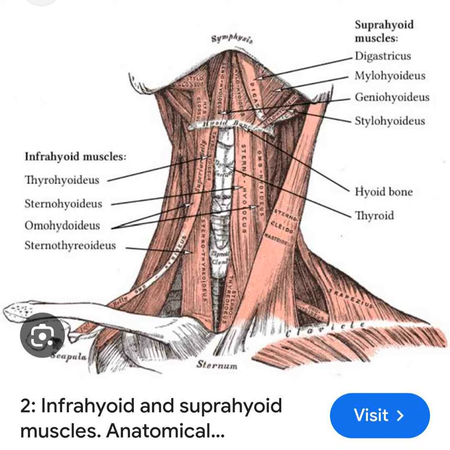20. Variations: doubling, absence, origin from clavicle, absence or doubling of either belly. 21. The inferior belly of the omohyoideus divides the posterior triangle of the neck into an upper or occipital triangle and a lower or subclavian triangle, while its superior belly divides the anterior triangle into an upper or carotid triangle and a lower or muscular triangle.